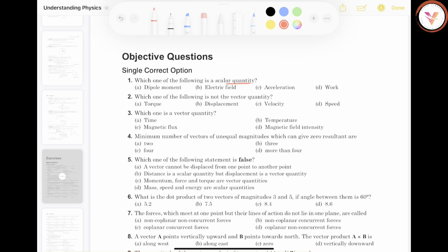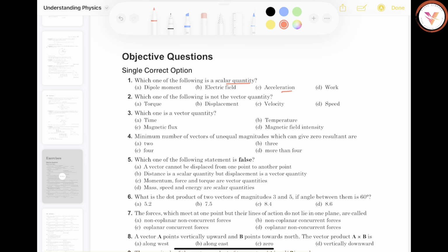Every time in any entrance exam or any competitive exam, there is one question which asks which of the following is a scalar quantity or a vector quantity. So what you can do when you progress in your 11th and 12th grade course, you just remember the type of that physical quantity. That means that physical quantity is a vector or a scalar. Just remember that.